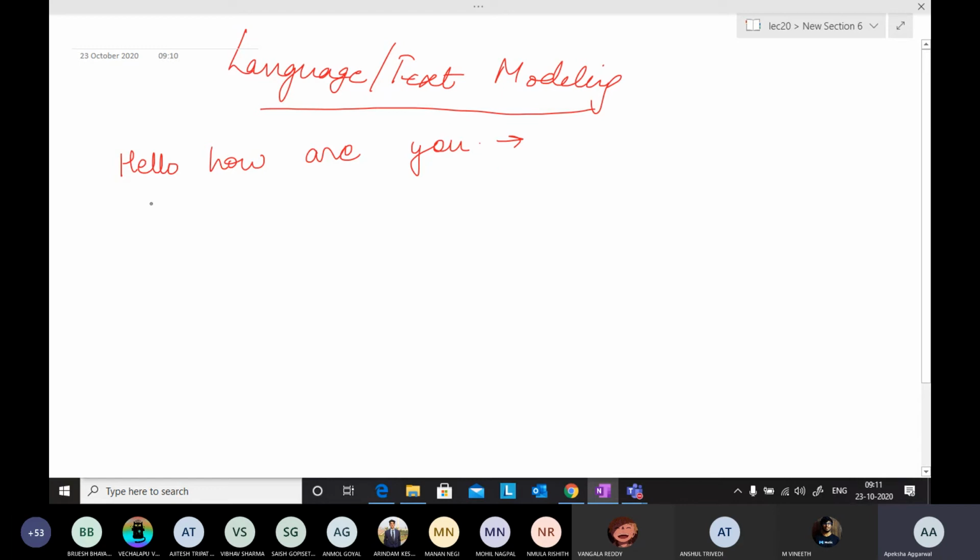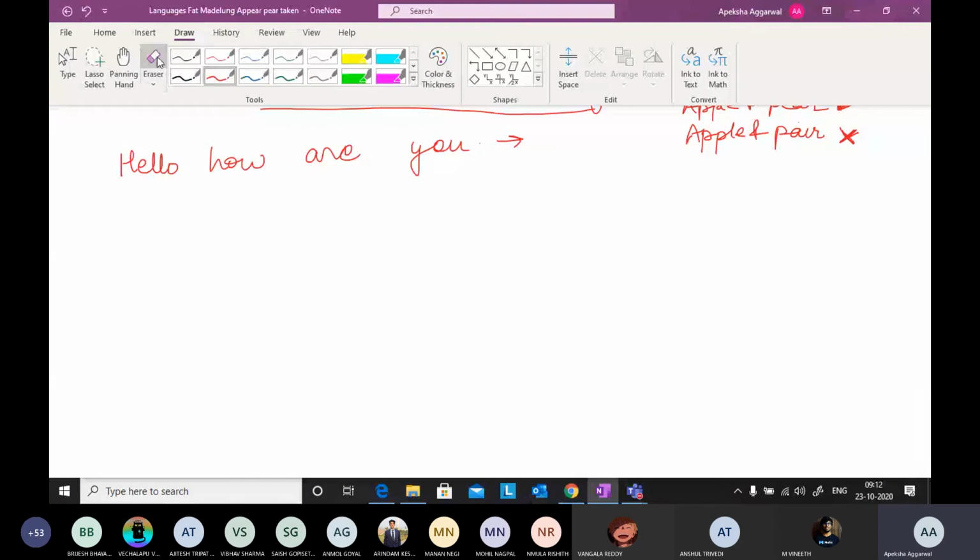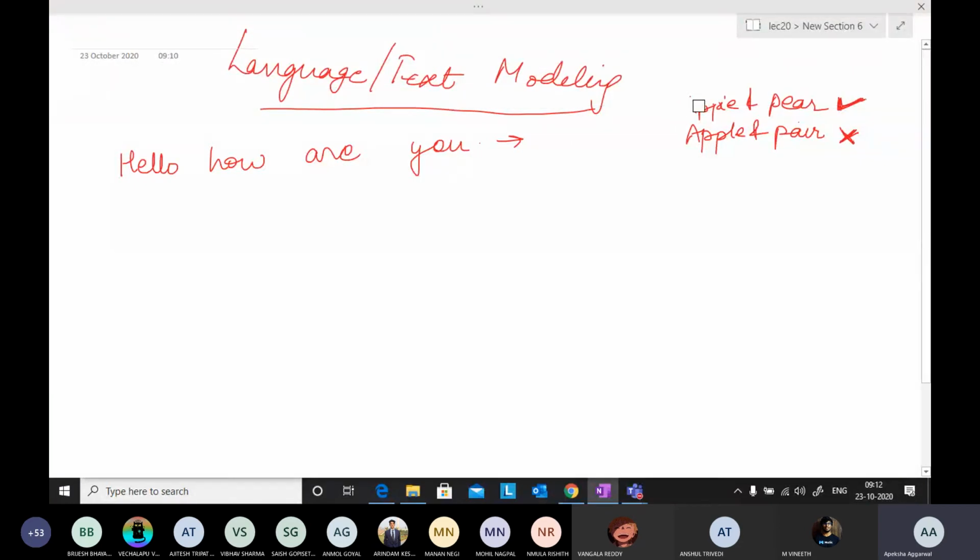Because in speech recognition, some words may have similar pronunciation. If I'm saying apple and pear, and I'm saying apple and pair, both sound similar. So what are the chances that I will get this as output? This seems more right and this seems more wrong, so my model should give me a higher probability for this sentence and a lower probability for this sentence. So this is language modeling: we have to identify the probability of occurrence of a sentence as a whole.